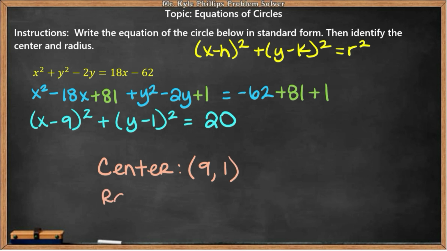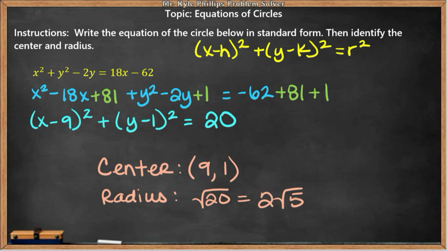And my radius is going to be the square root of whatever this number is. So here we're just simply going to say the square root of 20. You can simplify this to be 2 root 5, or you could even write it as a decimal.